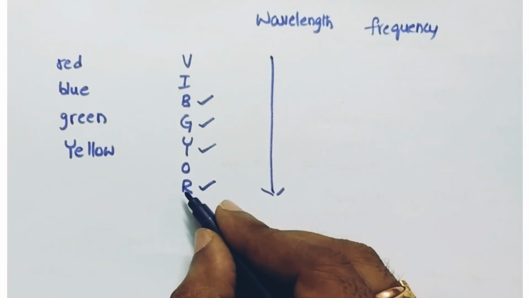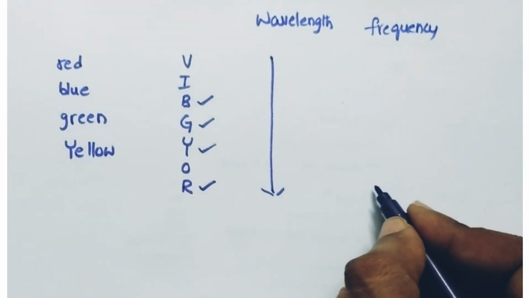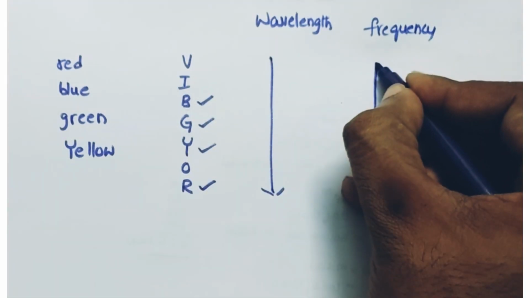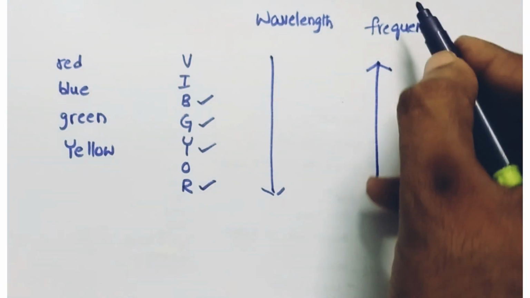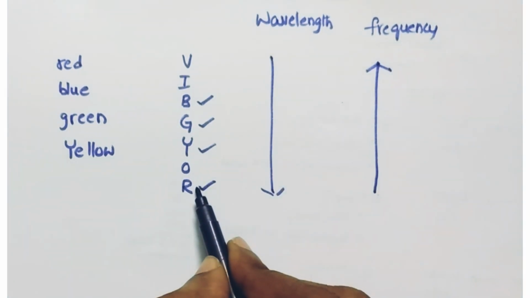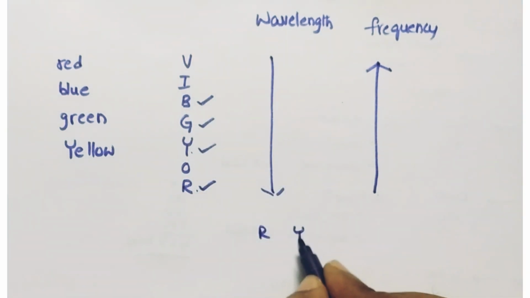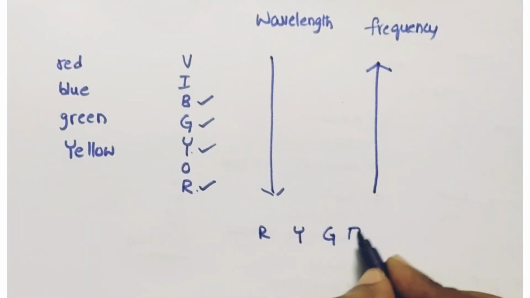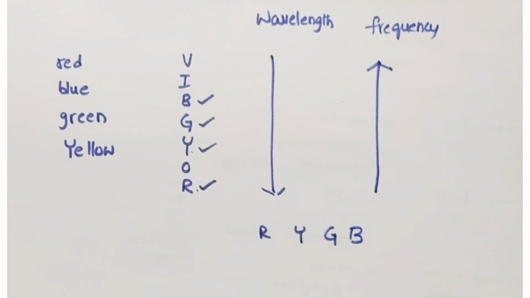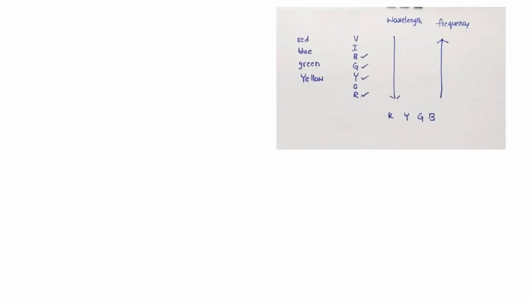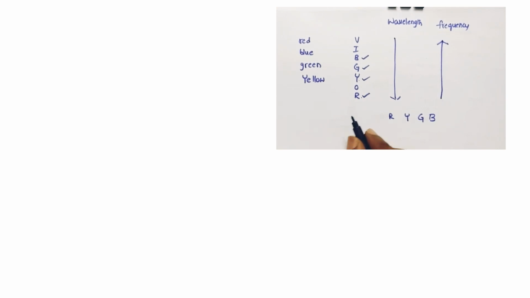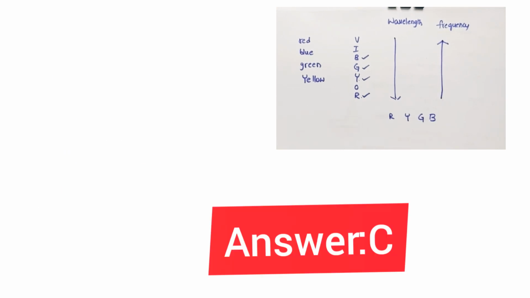That means moving from red to violet, frequency increases. So the increasing order of their frequency is red, yellow, green, blue. Red, yellow, green, blue. So which option is correct? That means answer C. Option C is correct. So for this question, option C is correct.